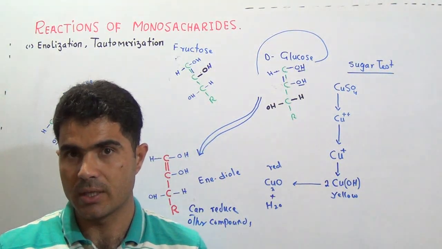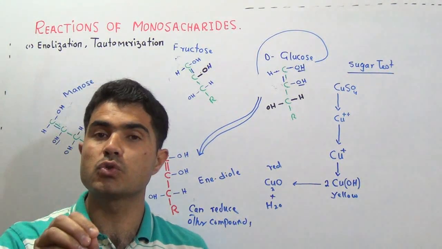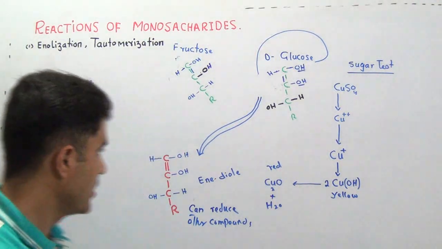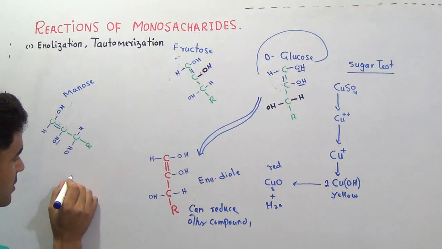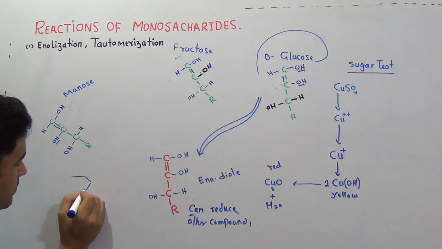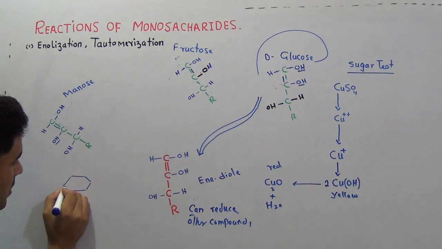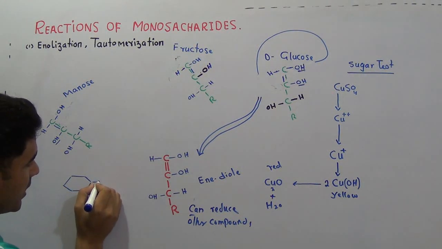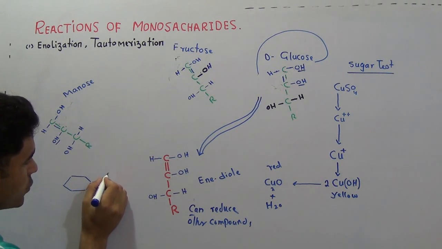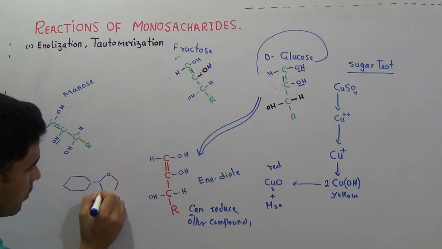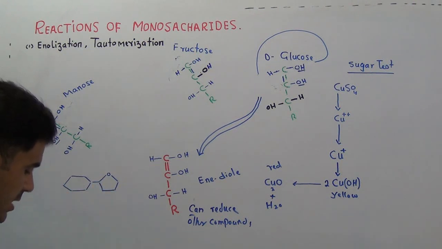And one of the most interesting things is sucrose is not a reducing sugar, although other disaccharides like maltose and lactose are reducing, but sucrose is not reducing. What is the reason behind this? Sucrose is not reducing because if you see sucrose, in sucrose there is a glucose, right? There is a glucose and a fructose, right?